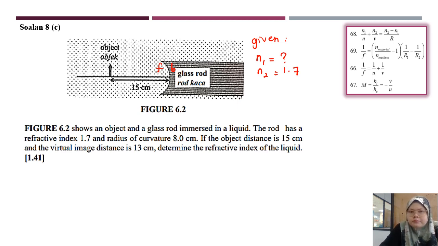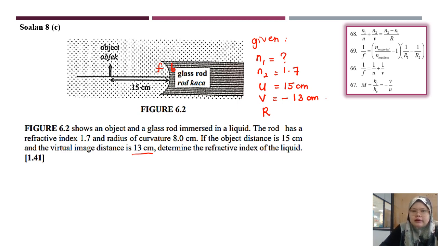And then the object duduk di hadapan surface tu, so dia punya U will be 15 cm. And V, dia dah bagi jarak image ni 13 cm kan. Dia kata virtual image, maksudnya dia duduk di hadapan. So dia punya V will be negative 13 cm. And then you are given also the radius of curvature of the surface.